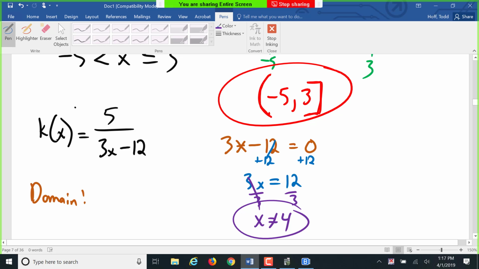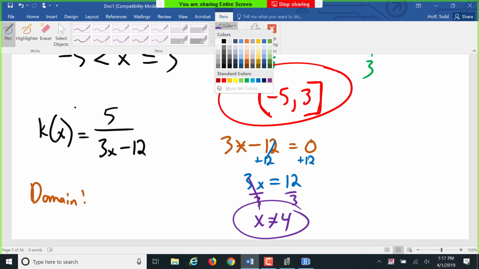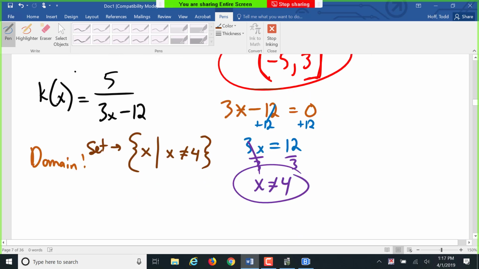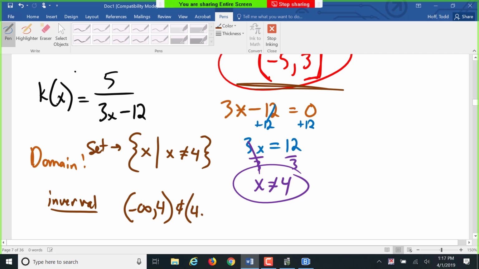Well, that's simple enough to do in set notation. In our set notation, that's simply saying all values of x such that x is not equal to 4. If I want to express it in this interval notation, the first interval goes from negative infinity to 4, and then from 4 to positive infinity.